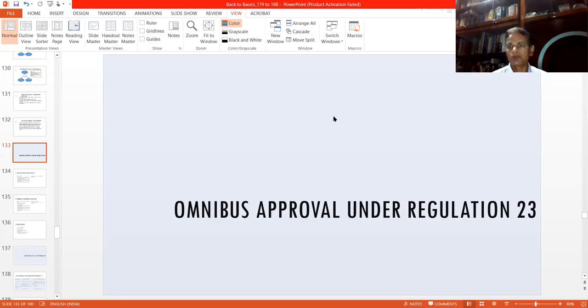And that also will be the way to grant approval for specific transactions. Transactional approval as well as omnibus approval must both follow the same yardstick, which is the arm's length nature of the transaction. I have questions already here. So let me just go through the questions.